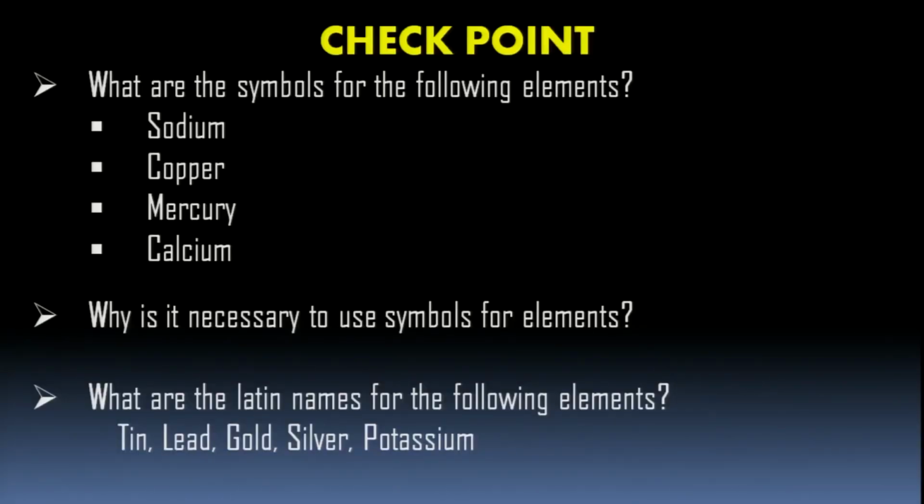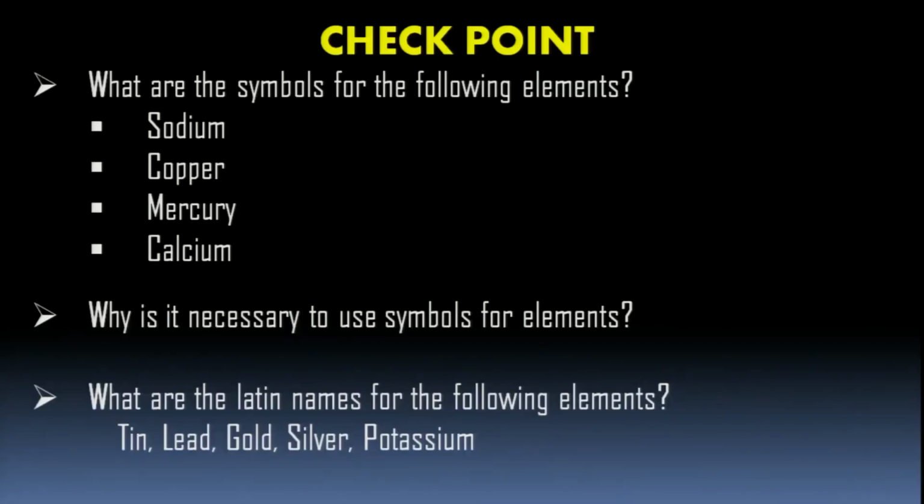What are the Latin names for the following elements? Children, I told you to take it down. You might have noted it. Tin. Latin name? You know it, stannum. What about lead? It is plumbum. What about gold? It is aurum. Silver, argentum. Potassium, kalium. So, little bit brushing is done.